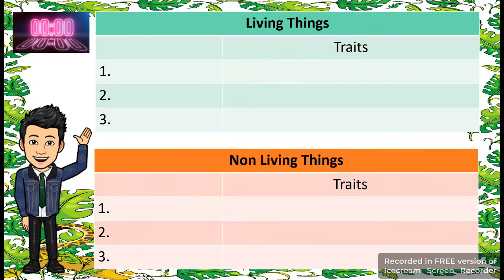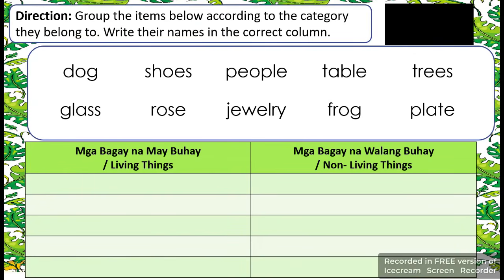Good job, kids! For our second activity, group the items below according to the categories they belong to. Write their names in the correct columns. The words are dogs, glass, shoes, rose, people, jewelry, table, rug, trees, and plates. I'll give you 1 minute to answer this activity.